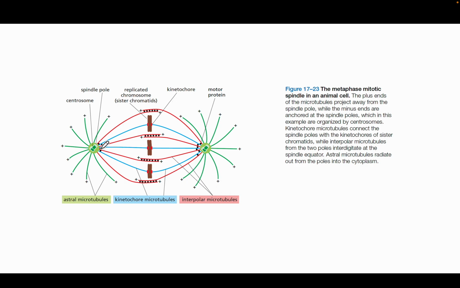So here you can see these red ones are crossing each other in an anti-parallel way. From one pole this is one interpolar microtubule, from the other pole this is another. So this is going from negative to positive. And these are some motor proteins.